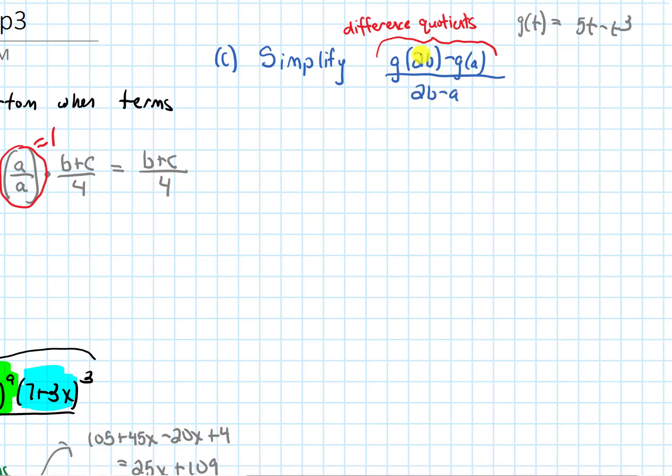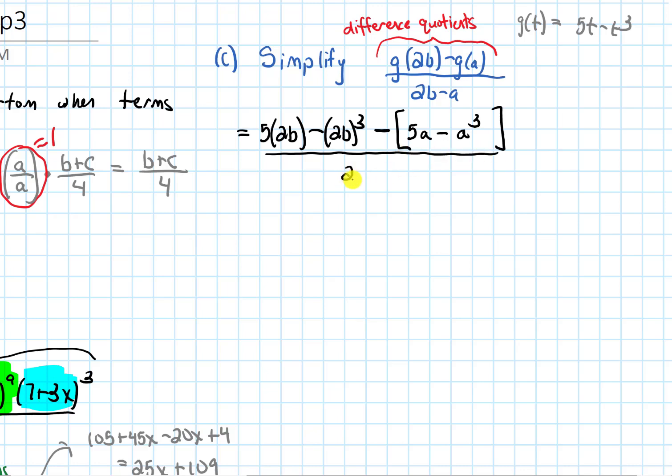So remember, with a function, whatever's in the parentheses, I plug that in for my variable. With this first term, I see a 2b in the parentheses, so I'm going to plug that in wherever my variable is. So I'll get 5 times 2b minus, in parentheses, 2b cubed. And then I have minus g of a, so I have to make sure I subtract all of g of a. I'm going to put a bracket so I don't forget to distribute that negative. And now I'm going to plug in a for the variable. I'll get 5a minus a cubed. So this whole thing over 2b minus a.